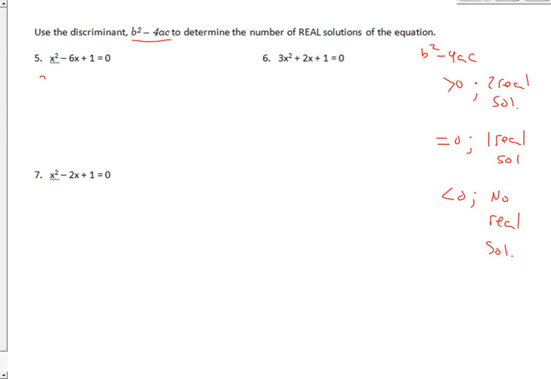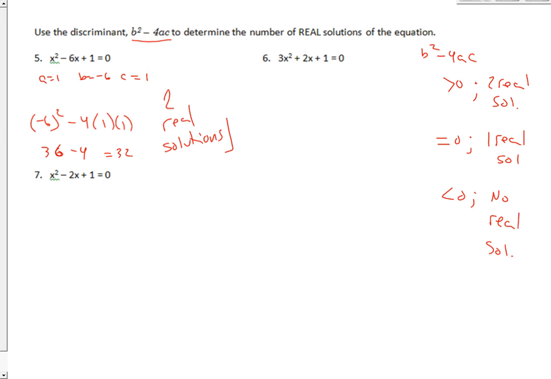So here we have a equals 1, b equals negative 6, and c equals 1. So if I plug in, I get negative 6 squared minus 4 times 1 times 1. That is 36 minus 4, which is 32. So 2 real solutions, because 32 is a positive number.